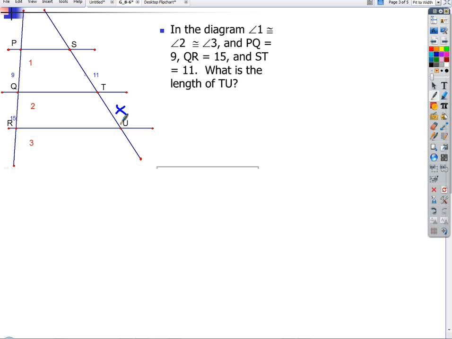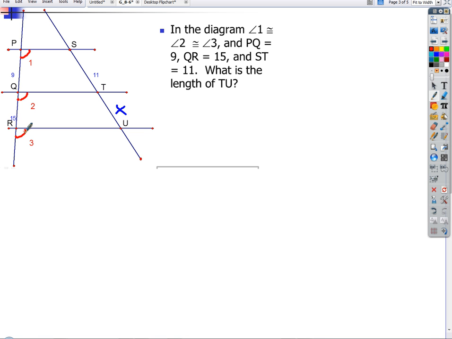What do you think? They haven't told us directly, but can we show that they're parallel? It told us that angles 1, 2, and 3 are congruent. Let me write that in. Maybe that'll help to just see those congruences. So that angle is congruent to that angle and that angle. Look, those are corresponding angles, aren't they? Let's just focus on the top two.